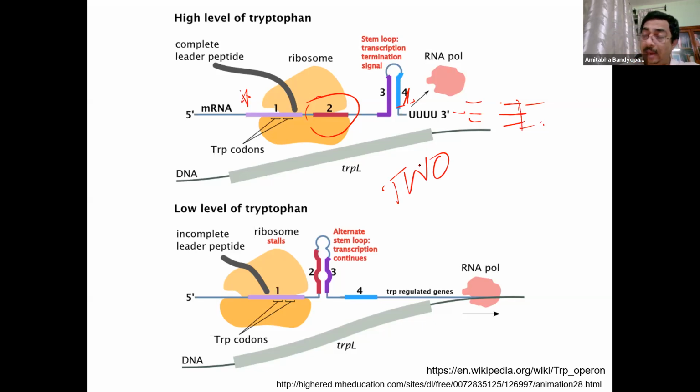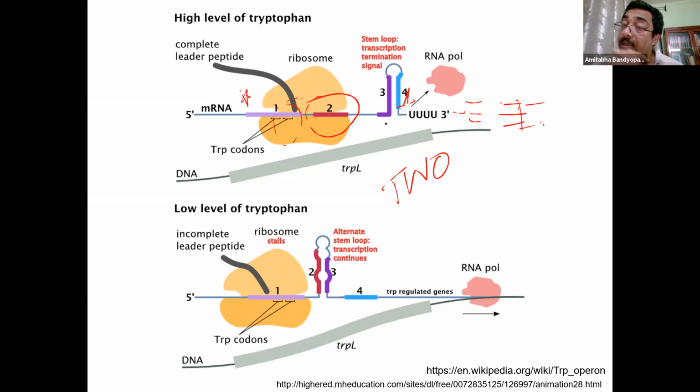The other issue is that these regions 1 and 2 can base pair with each other. 2 and 3 can base pair with each other. 3 and 4 can base pair with each other. This is intramolecular base pairing, so you can call them stem and loops. Okay. So if the level of tryptophan is low, the ribosome will stall here, precluding a stem and loop formation between 1 and 2. And because 2 is not available, and 3 has the ability to base pair with 4 as well, this will be the prominent RNA secondary structure.